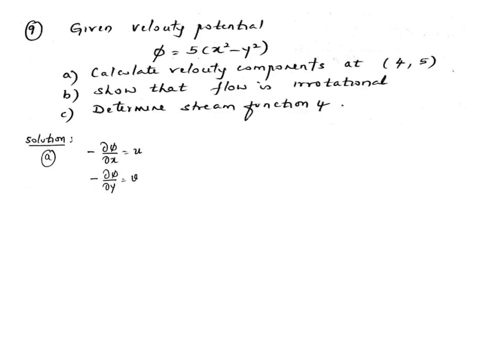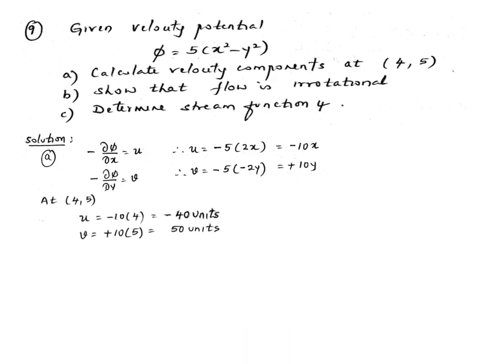Now by definition, negative derivative of phi with respect to x is u, and negative derivative of phi with respect to y is v. So u is minus of ∂φ/∂x, that is minus 5 into differentiation of x square, which is 2x, so that gives minus 10x. Similarly, v is minus 5 into differentiation of minus y square, which is minus 2y. That's how we find the components of velocity u and v.